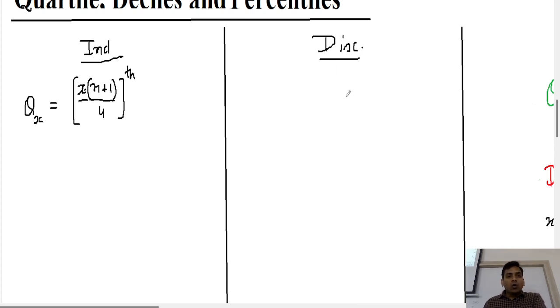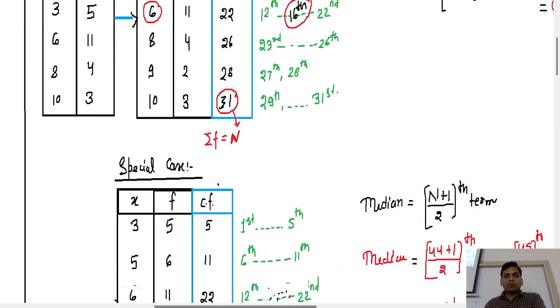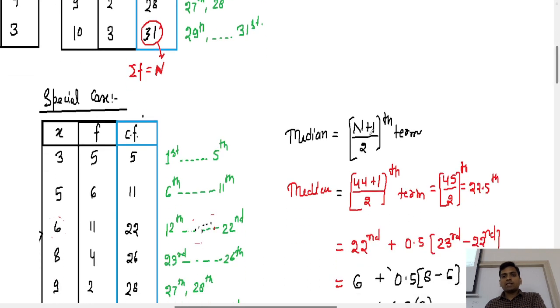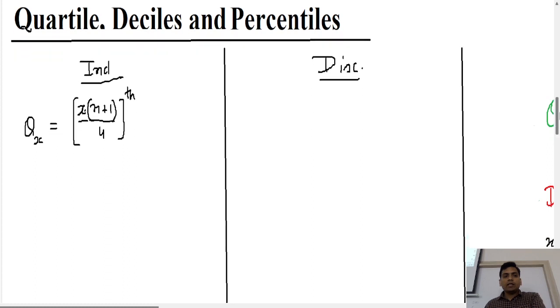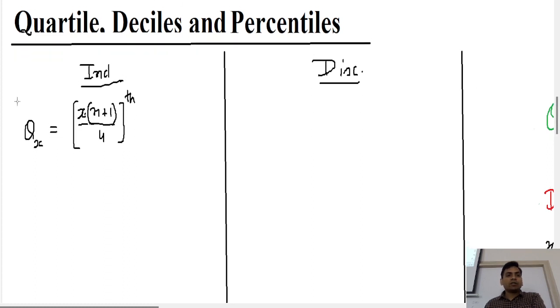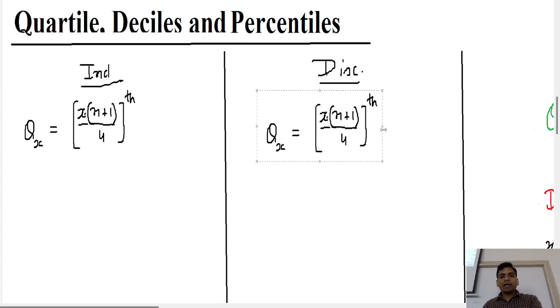Done? Now, in case of discrete data, your formula is this. Simply, small n is replaced by capital N. Clear? So in case of discrete data, to find quartile, simply we can replace this term with capital N, nothing else. There is no other change in the formula.